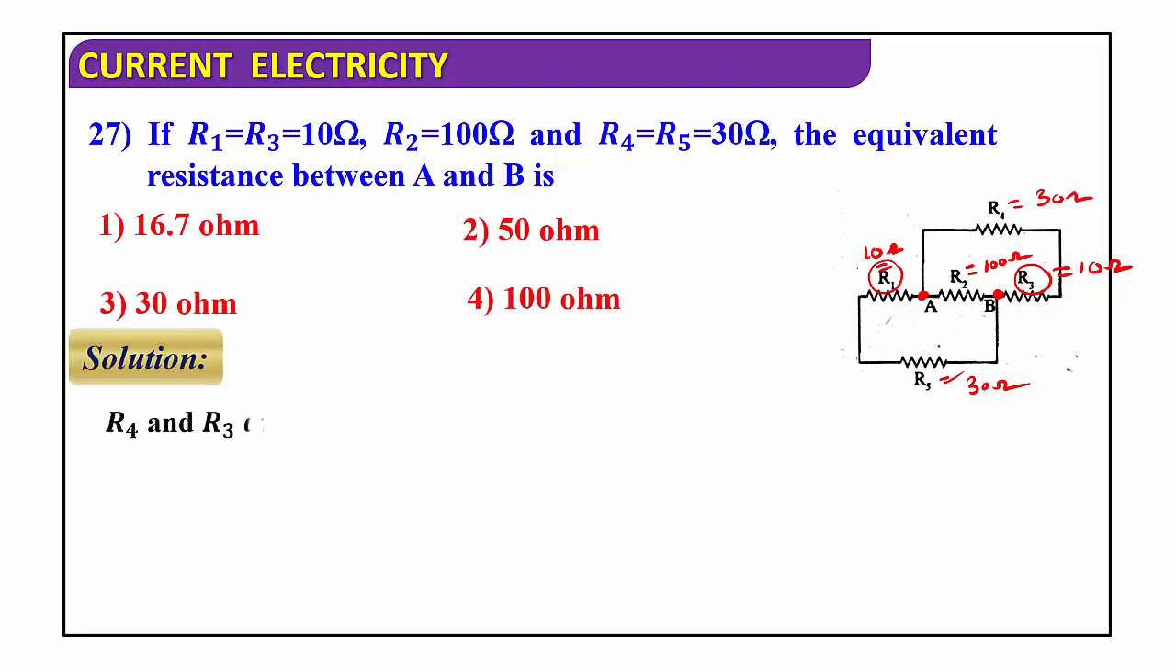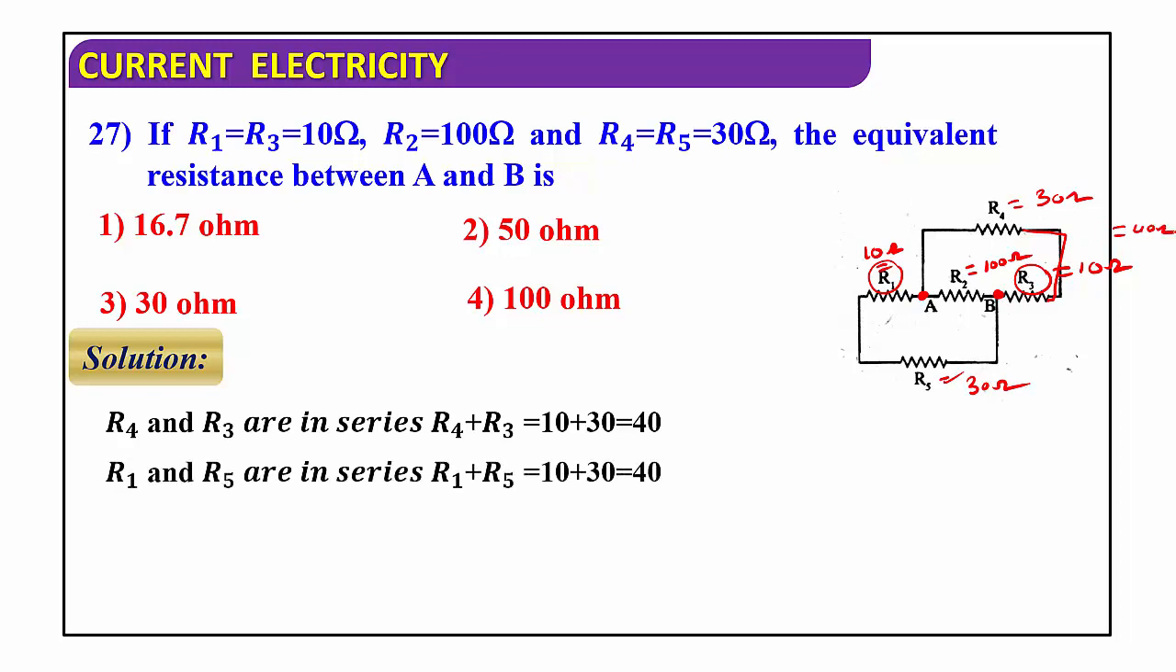Yes, come to the solution. You can observe step by step here. R4 and R3, how are they connected? You can observe R4 and R3, they are connected in series. What is the answer then? 30 plus 10 is how much? 40 ohm. Then second point. R1 and R5, how are they connected? R1, R5, they are also connected in series. So the answer is how much? 40 ohm. Third step. So 40 ohm and this is also 40 ohm.